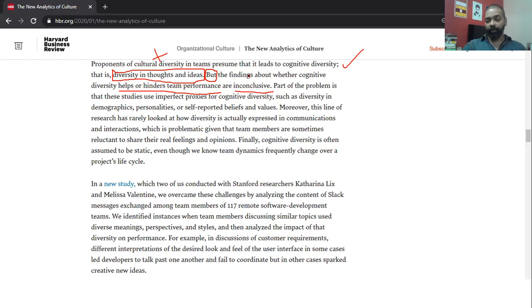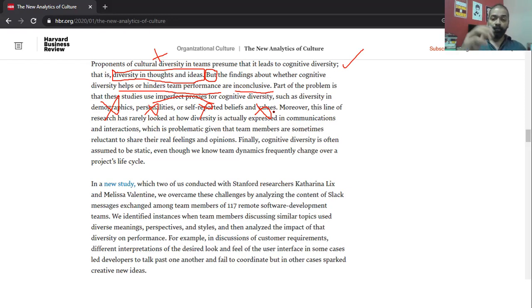These studies comes from here. Obviously, again, the findings are inconclusive. You're not able to be sure of, trust those findings. Part of the problem is that these studies use imperfect proxies for cognitive diversity, such as diversity in demographics, personalities, or self-reported beliefs and values. So according to the author, cognitive diversity is not this, not this, not this, because the author used the term imperfect proxies, right? So imperfect proxies for cognitive diversity, all these are imperfect. So according to the author, none of these are actually what cognitive diversity is all about, but that's what the studies presume.